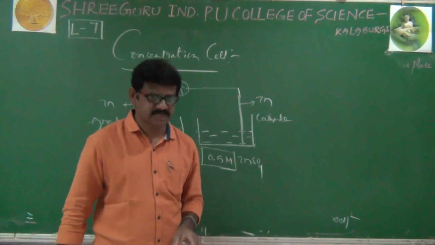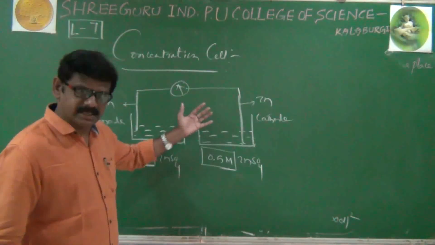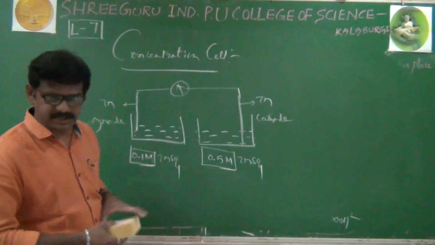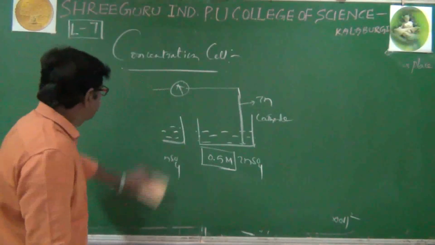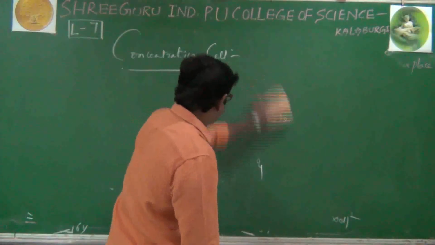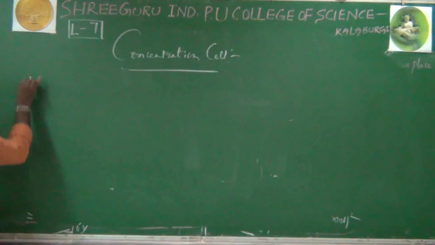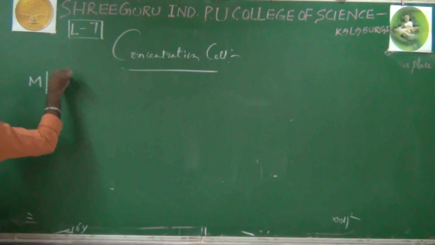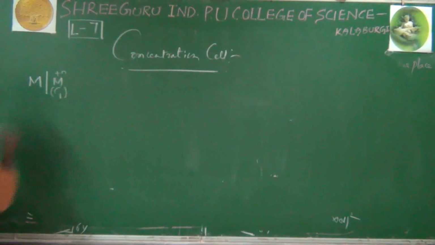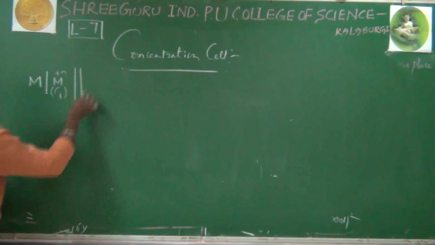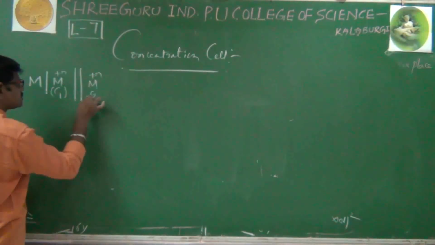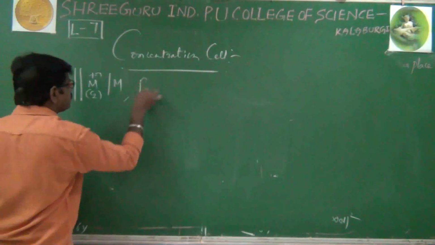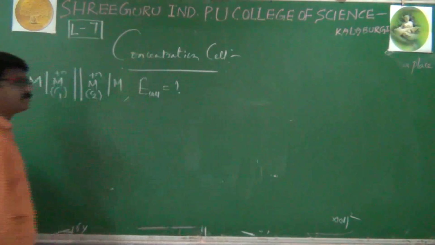acting as cathode. Now we'll take one general symbol and write a cell potential for this concentration cell. See here, one general symbol I am giving here. One metal oblique metal ion, whose concentration is C1, salt bridge, metal ion whose concentration is C2 oblique metal, and we have to write the cell potential, E cell value.